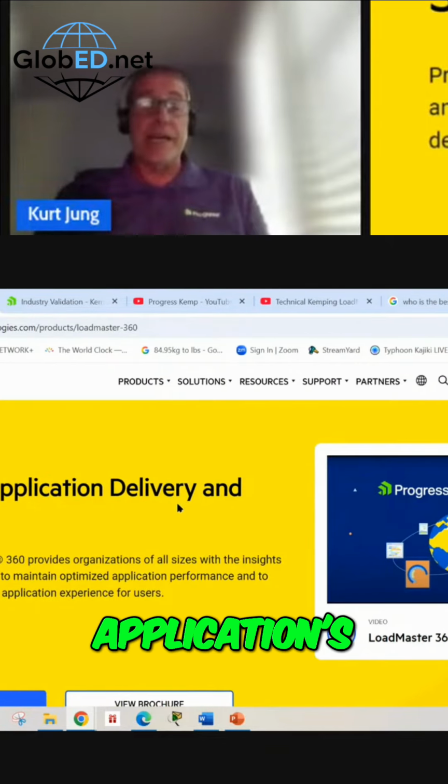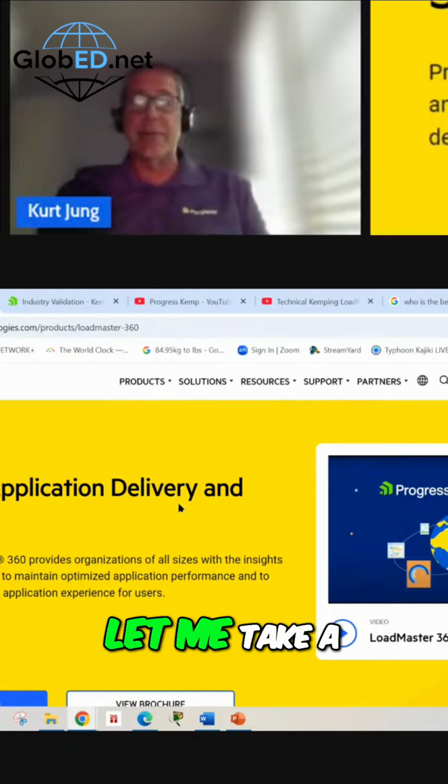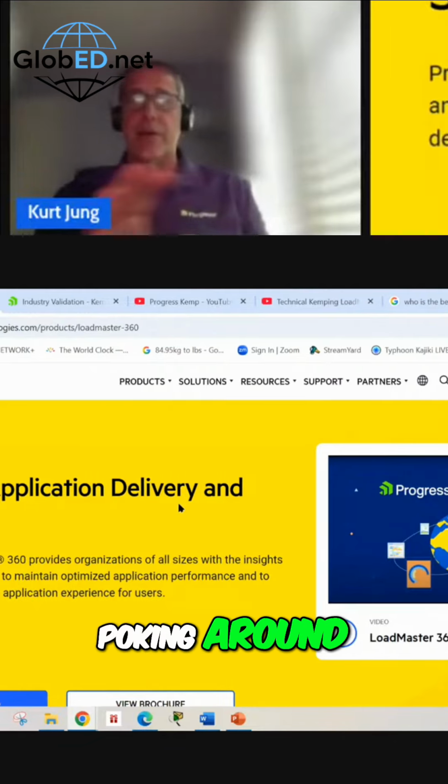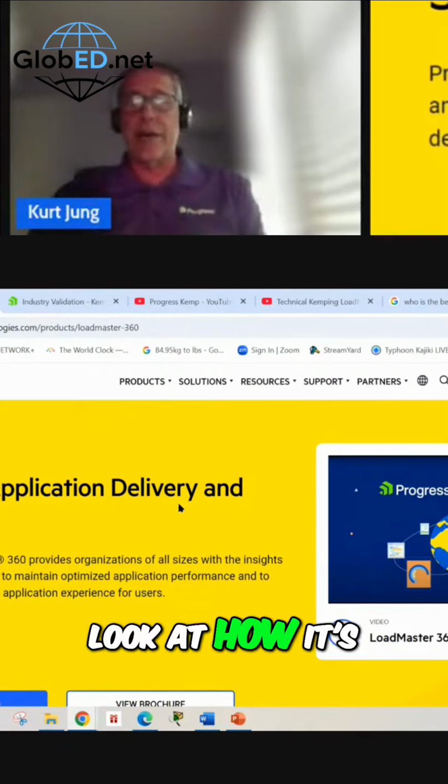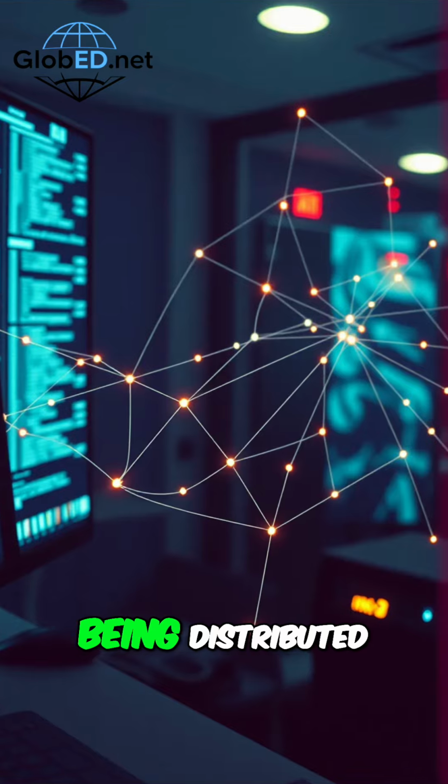So the application's slow. Let me go to LoadMaster 360. Let me take a look at this application. Let me start poking around. Look at the widgets, look at how it's performing, look how the traffic's being distributed.